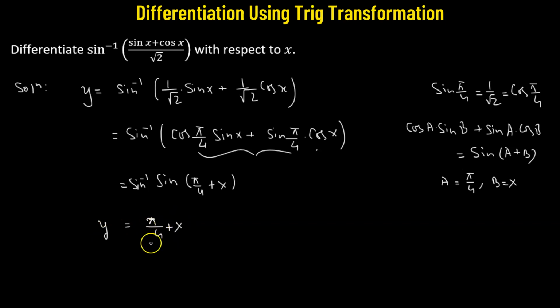Now what we can do, we'll take the derivative on both sides with respect to x, which will be equals to derivative with respect to x of pi over 4 plus derivative with respect to x of x. The derivative of pi over 4, that being a constant, is 0, and derivative of x with respect to x is simply 1. So that means derivative of our given inverse sine function with respect to x is simply equals to 1. Let's move on to the final problem.